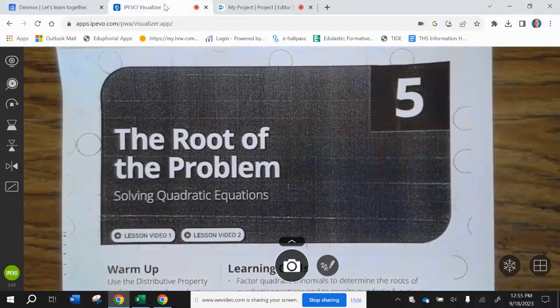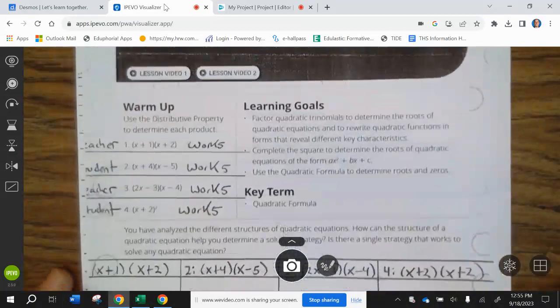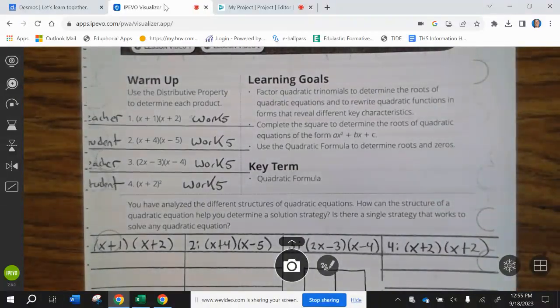Okay, Wildcat, say we're looking at 5. The root of the problem, solving quadratic equations. Warm up. Use the distributive property to determine each product.